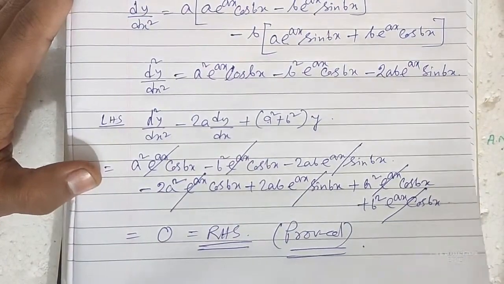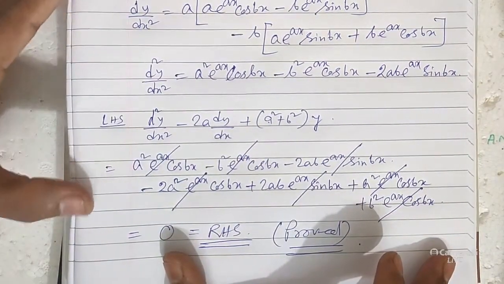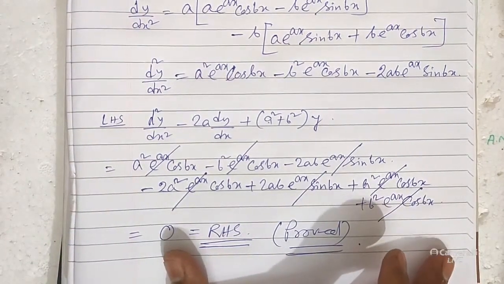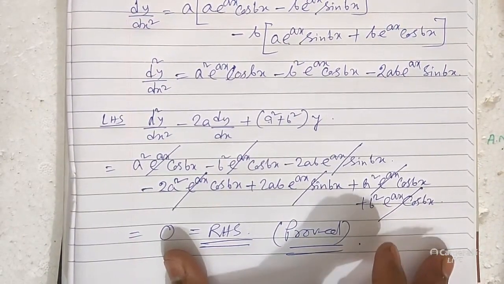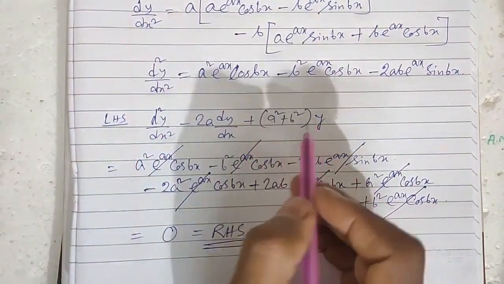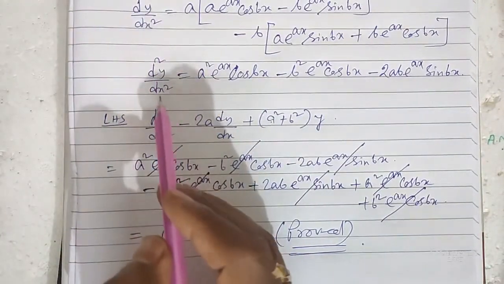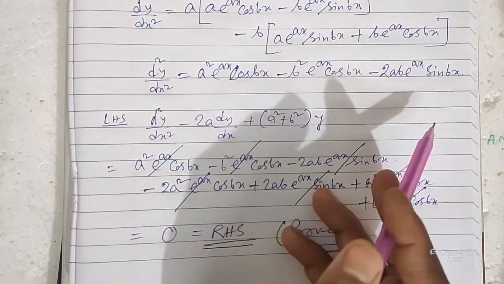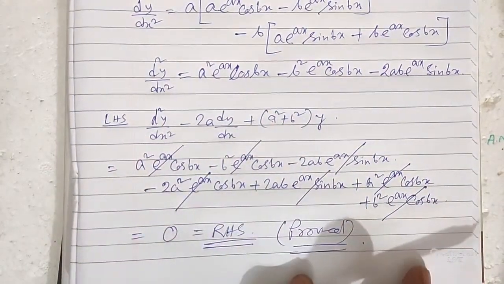In this way you can solve this type of question. Whenever the proof differs from dy by dx and d2y by dx2, with something else multiplied with those values, then what you have to do is find the values of dy by dx and d2y by dx2 separately, and then put the values and find whether RHS is coming or not.